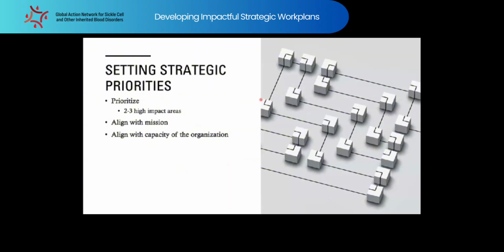Setting strategic priorities, again, the idea here is you prioritize 2 to 3 high impact areas. And again, your SMART goals, your SMART E goals will help you define what are the things you really want to achieve, how to make sure it aligns with the mission, and the capacity of the organization. The capacity comes from engaging stakeholders, including staff, team members, volunteers, and the board. And then really from there, deciding how you want to move and engage those stakeholders in different ways.